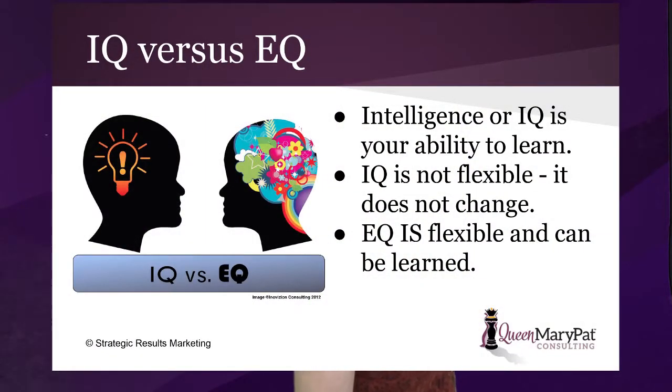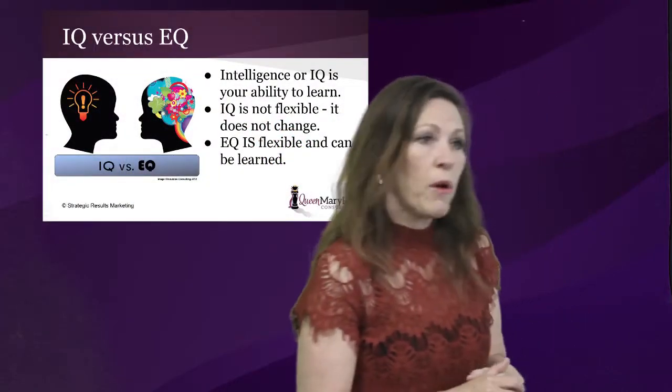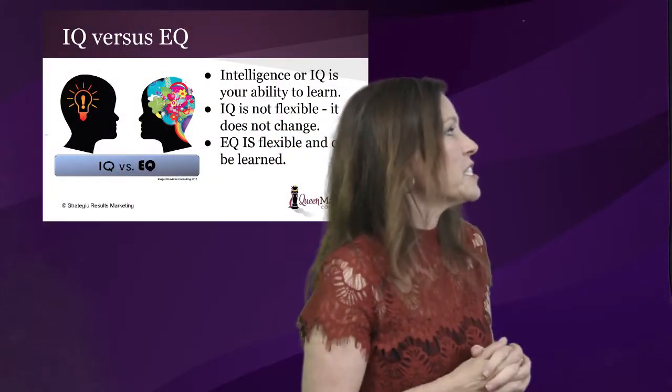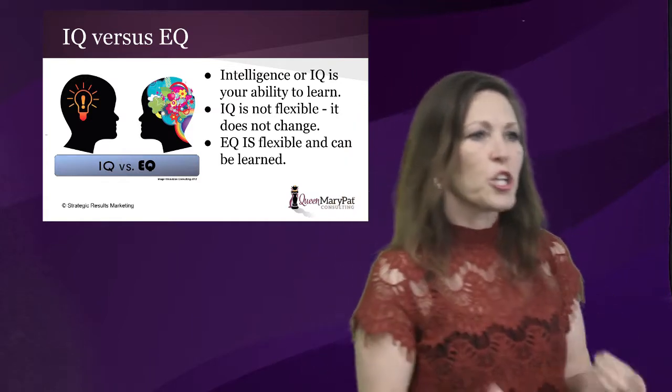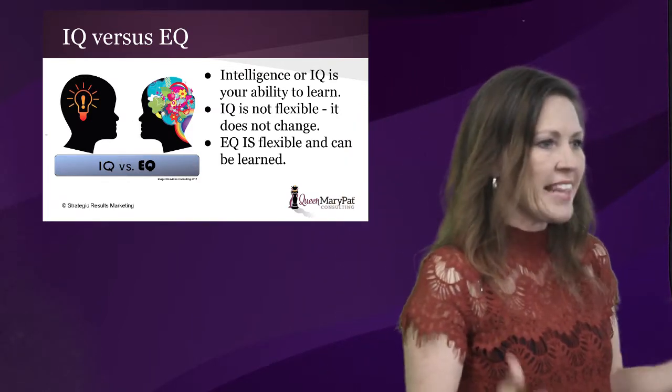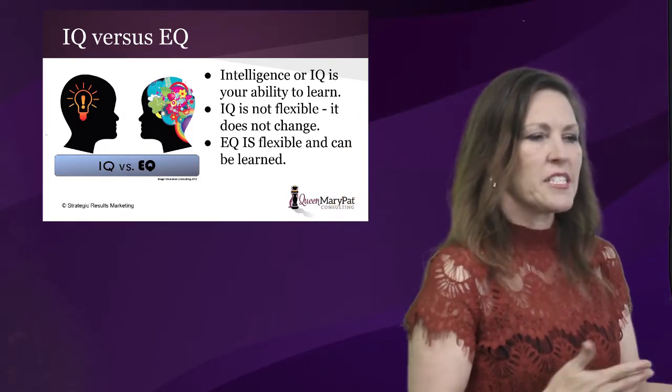IQ versus EQ. Intelligence, or IQ, is your ability to learn. It is not flexible and it does not change. However, emotional intelligence is flexible and it is a learned skill. It is something that when we understand what it is, we can improve those skills. I'm going to share more about how you can do that.